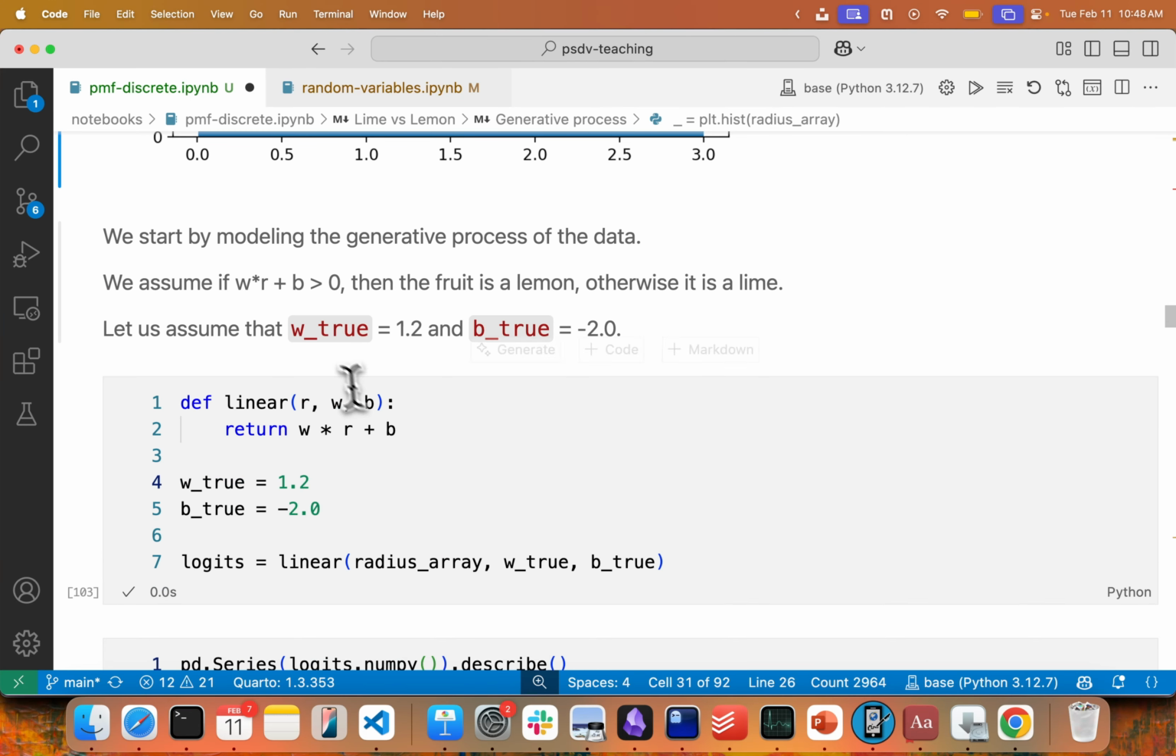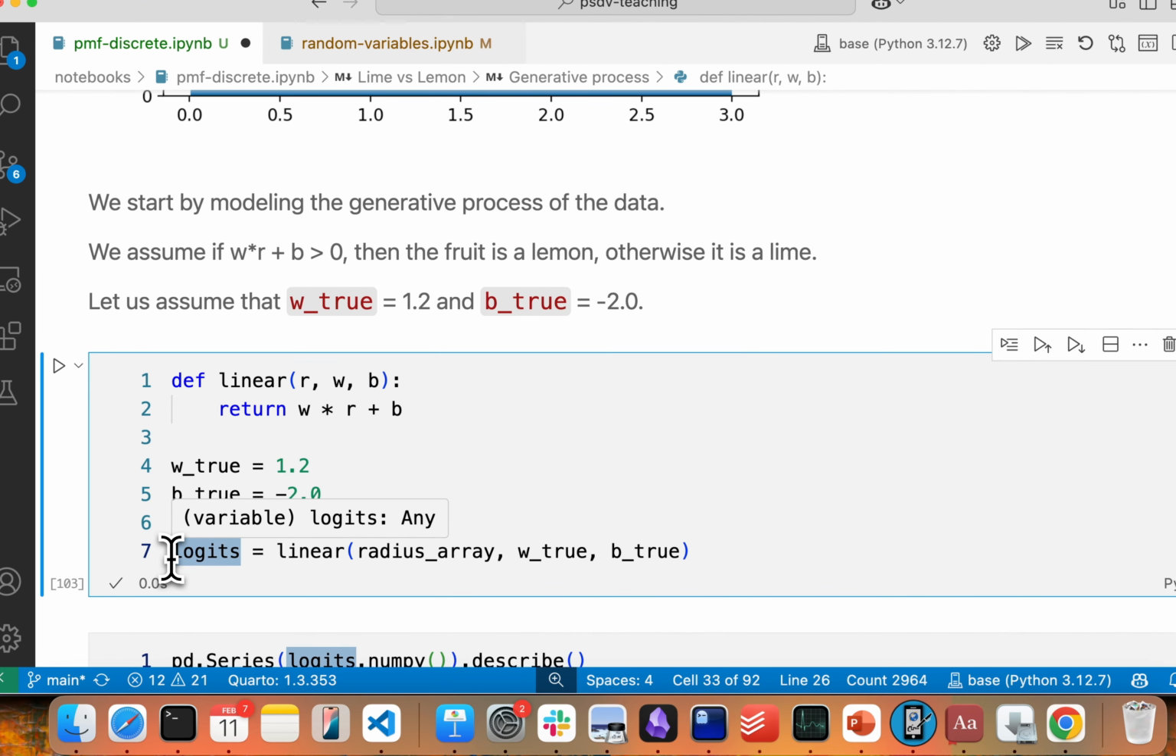I will assume some values, w true equal to 1.2 and b true equal to minus 2.0. And I'll define this linear transformation, which is just wr plus b. Now I mentioned something at the starting about logits. I'm using another variable here called logits. Without going into details, logits is some number that I get.